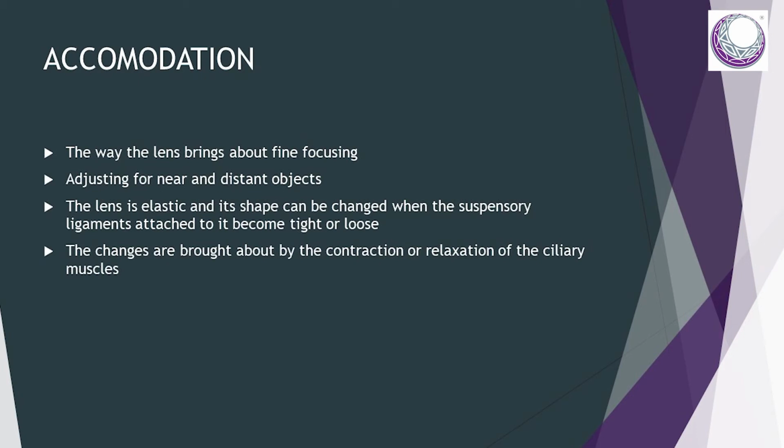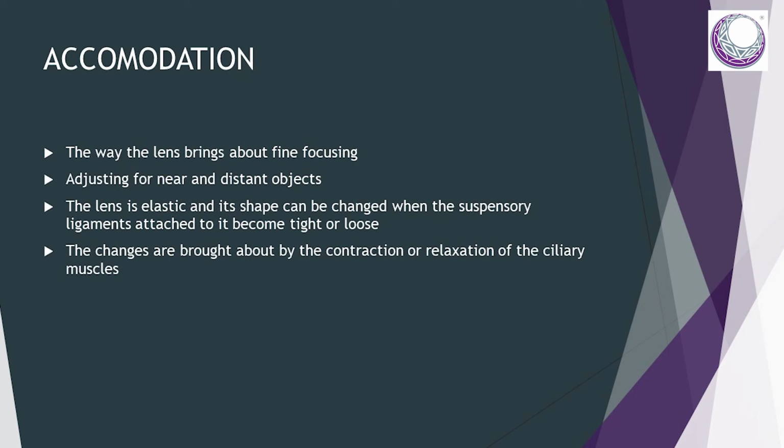These changes are brought about by the suspensory ligaments and the ciliary muscles. It is mainly the action of the two. The way the lens brings about fine focusing is called accommodation. This is simply the adjusting for near and distant objects. The lens is elastic and its shape can be changed when the suspensory ligaments attached to it become tight and loosen. The changes are brought about by the contraction and the relaxation of the ciliary muscles.